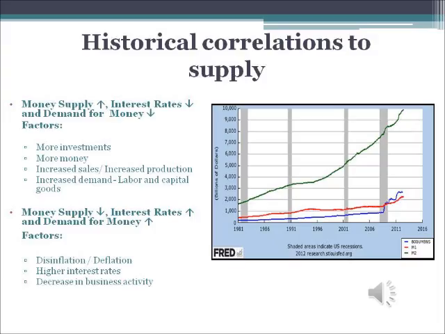When the money supply increases, interest rates decrease, and the demand for money will decrease, and lead to more investments, more money in the hands of consumers, which makes them feel wealthier and stimulates spending, increased sales, which will provoke businesses to order more raw materials and increase production. The increase of business activity will increase the demand for labor and raise the demand for capital goods.